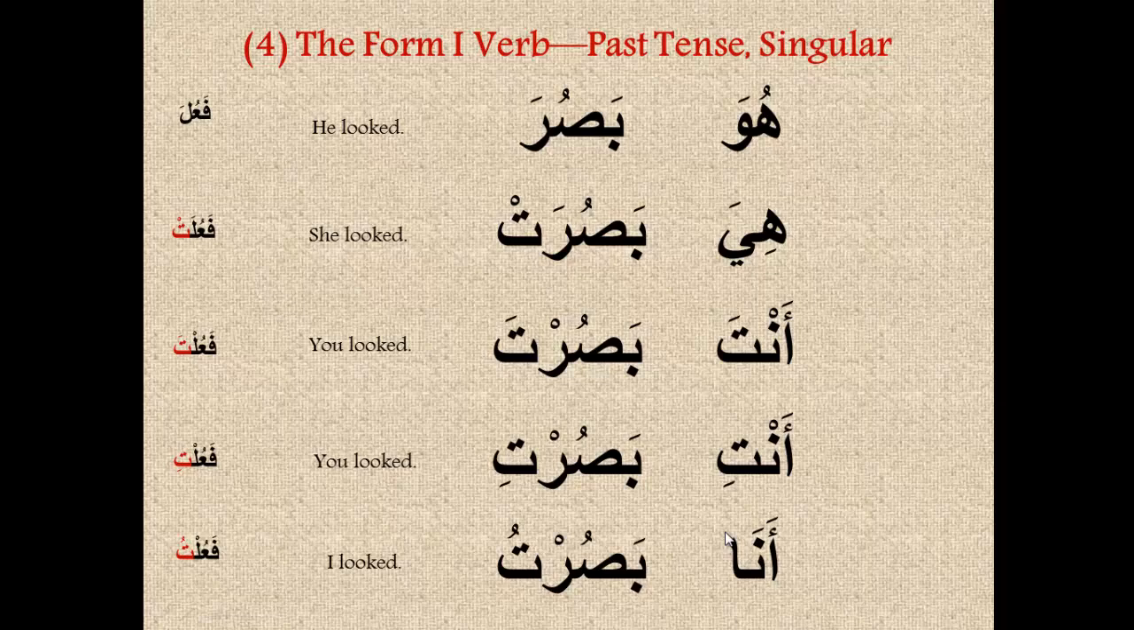So huwa basura, or just basura, means he looked. Basurat, she looked. Basurta, you looked, referring to anta, you, masculine. Basurti, you looked, referring to anti, you, feminine. And basurtu, I looked. So this is an example of a verb following the pattern fa'ula, and it is still a form 1 verb.